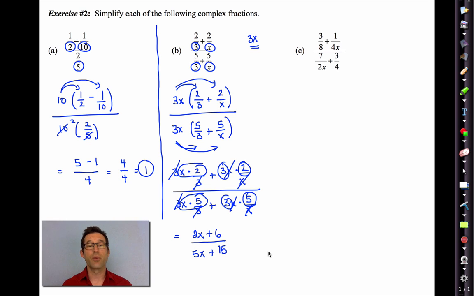Now the only question that remains is, can I simplify anything? And that then boils down to factoring and canceling. The numerator I can factor as 2 times x plus 3, and the denominator I can factor as 5 times x plus 3. So the x plus 3's cancel. I'm going to save myself a little writing. The final answer is 2/5. Isn't that great? All right. I'd like you to pause the video and take a shot at letter C.